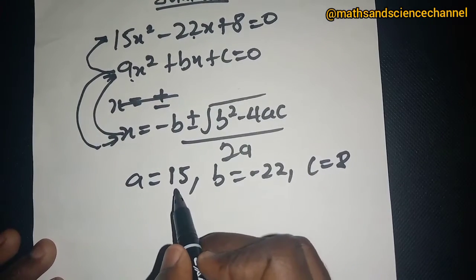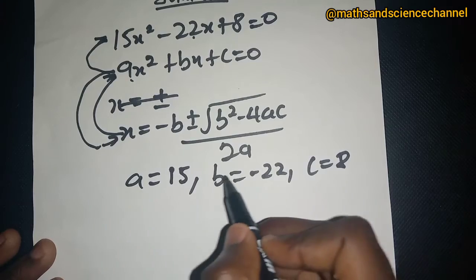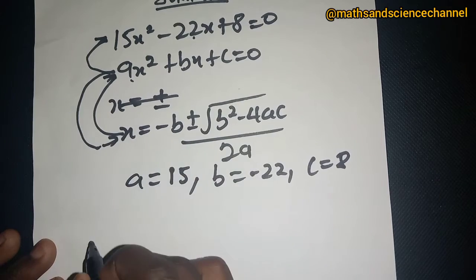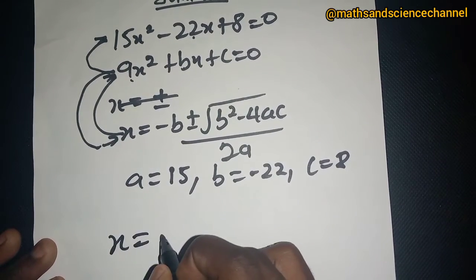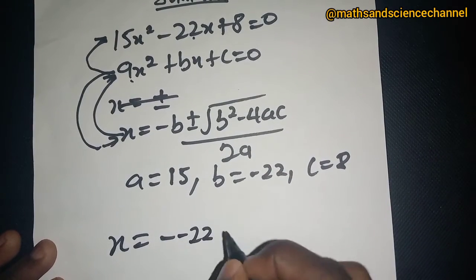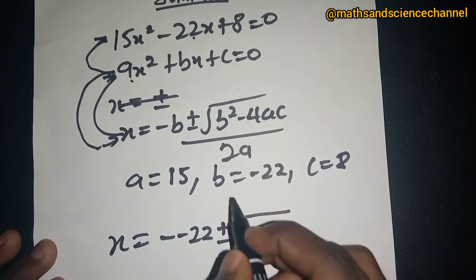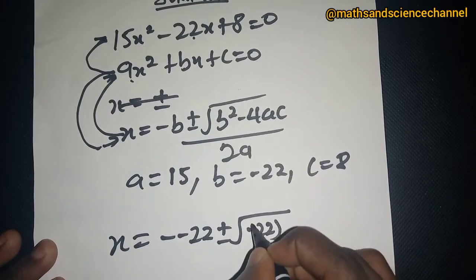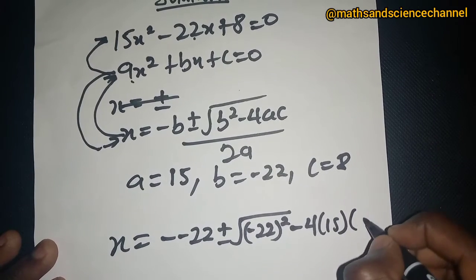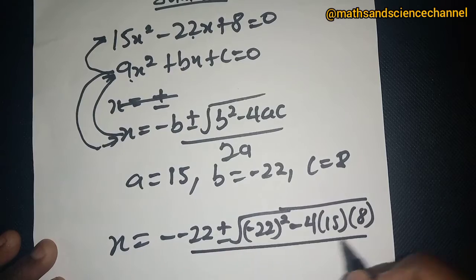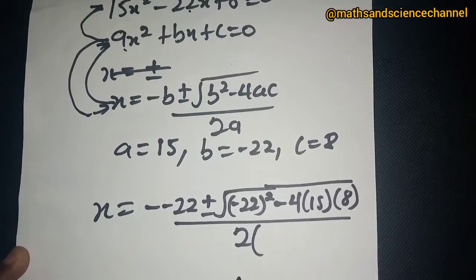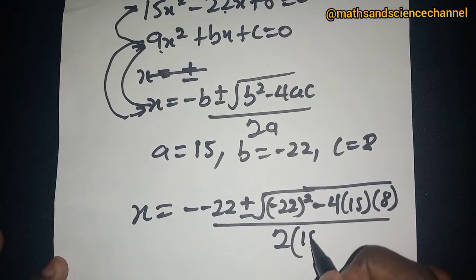Now we are going to use the values of a, b, and c. We'll substitute them here, then we'll find the value of x. So we have x being equal to negative b, so b is negative 22, so negative negative 22, plus or minus the square root of b squared, which is negative 22 squared, then minus 4 multiplied by 15, then multiplied by 8, then all divided by 2 multiplied by a, which is 15. So 2 multiplied by 15.